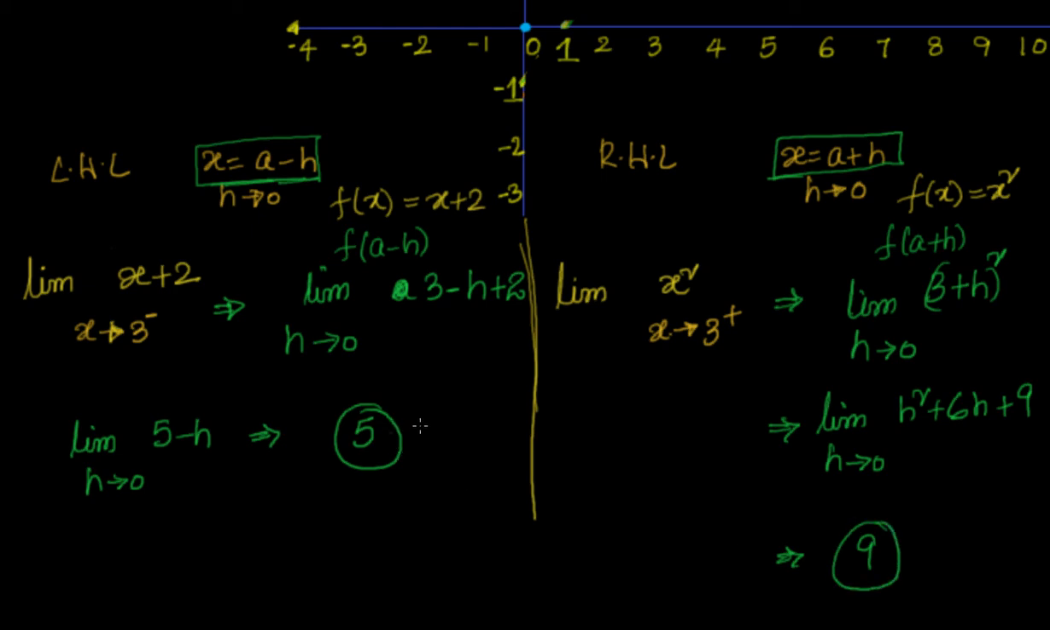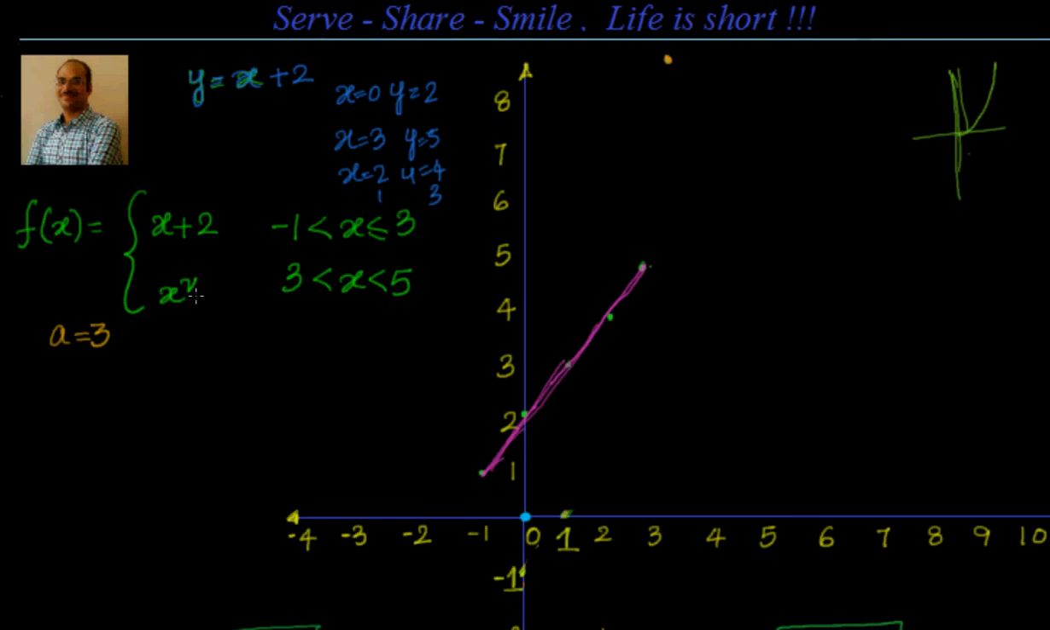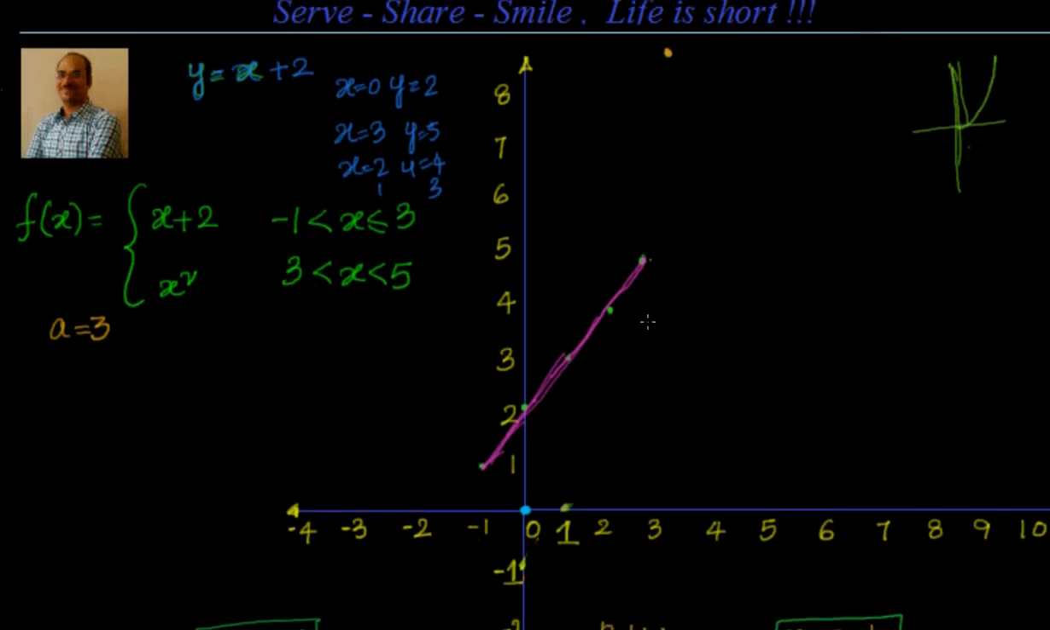So you can see left hand limit is 5 and right hand limit is 9, both are not equal to each other, so the limit will not exist at that particular point, at the point x equal to 3. So that's the two examples about left hand and right hand limit. One where we have seen there is continuity. Now you understood the limit, how we can say the limit exists or not. Whenever there is a break in the plot, that means the limit will not exist at that particular point.